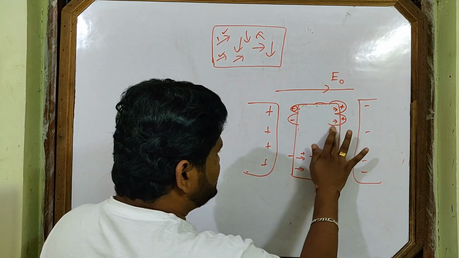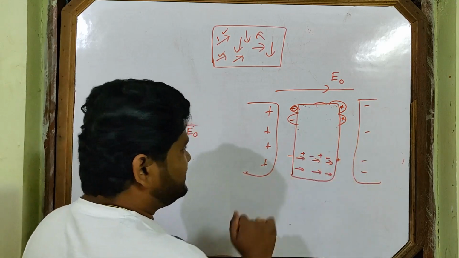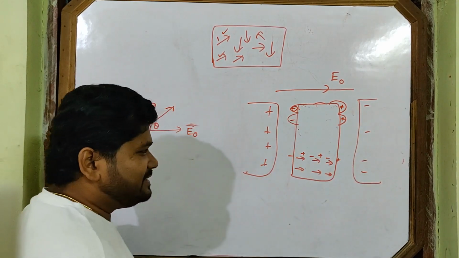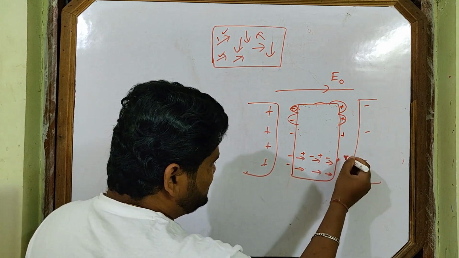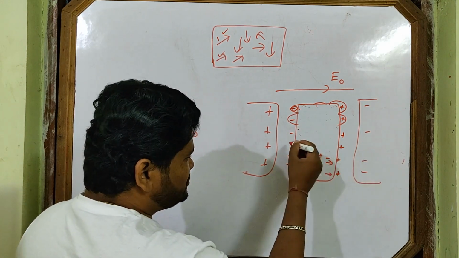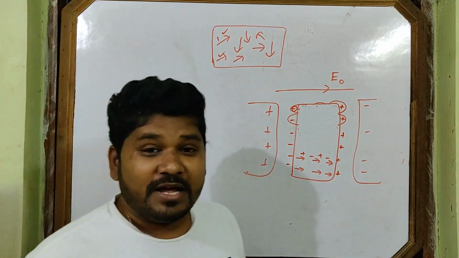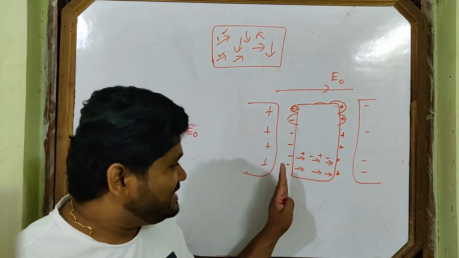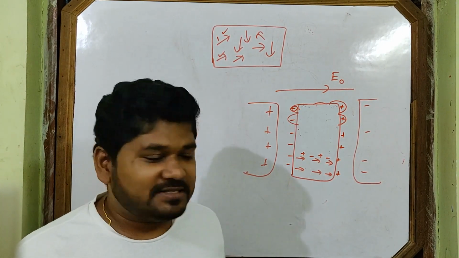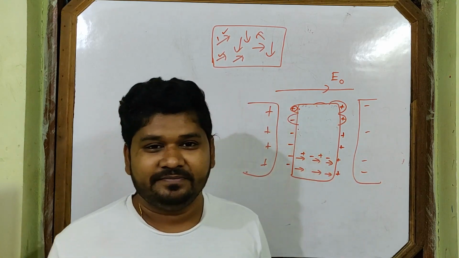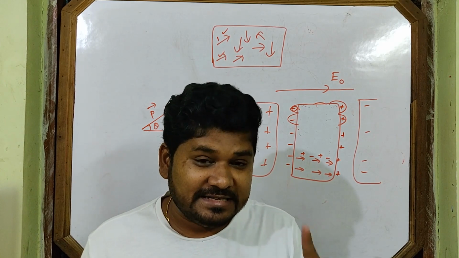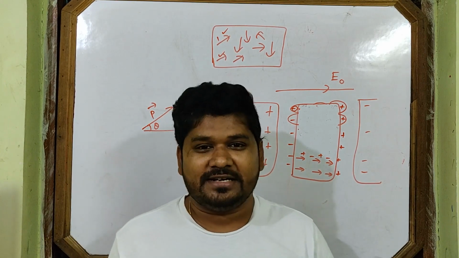So what will happen? Now what remains, you see? This side and this side. Which charges remain here? Minus. And here which charges remain? Plus. What happens to the dielectric? This surface becomes negative charge, this surface becomes positive charge. This means charges are induced in the dielectric.